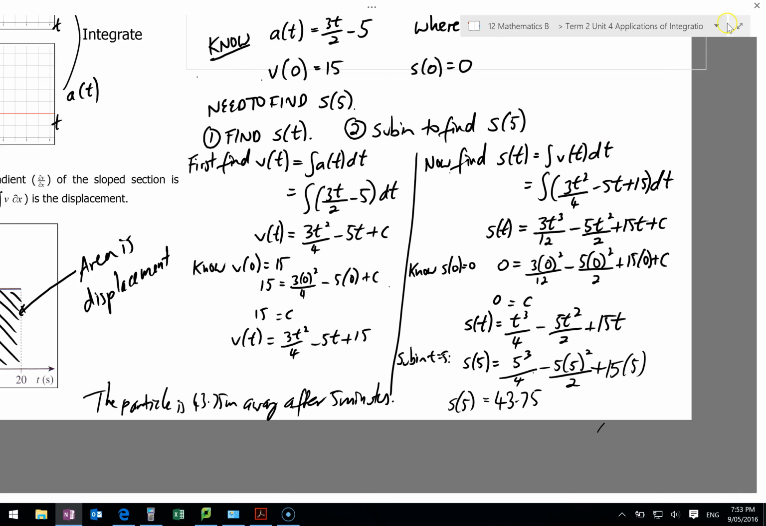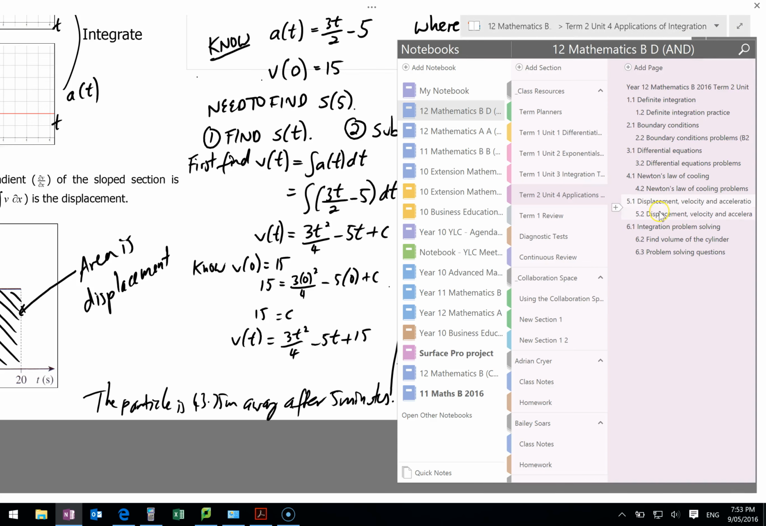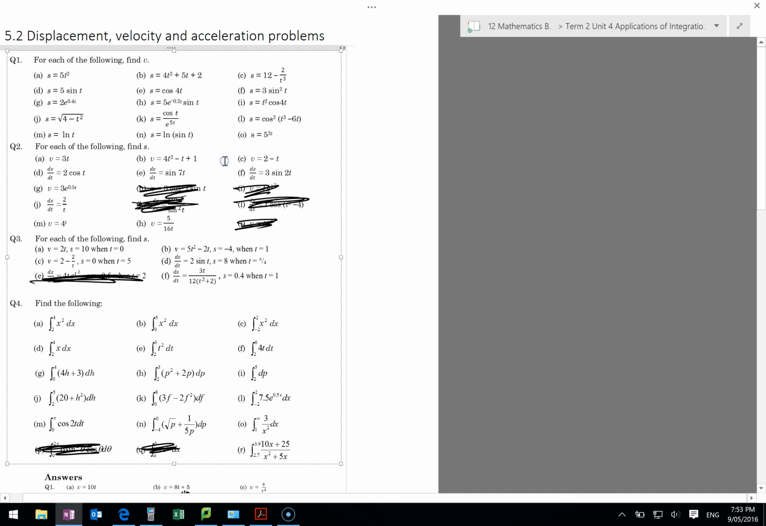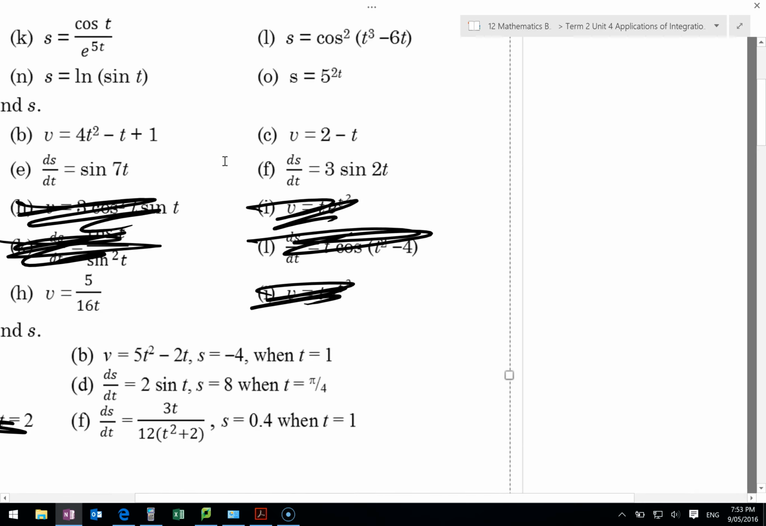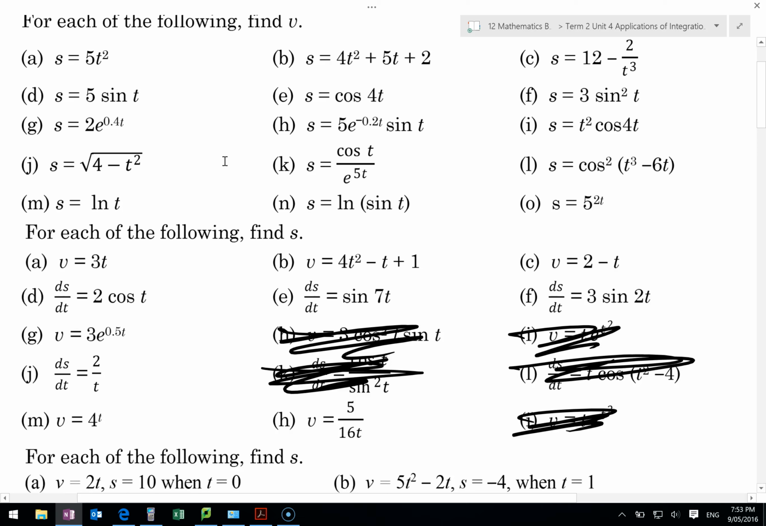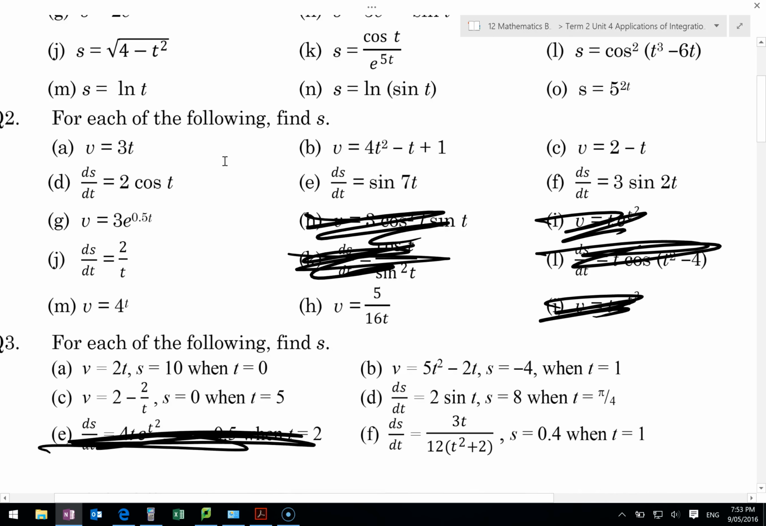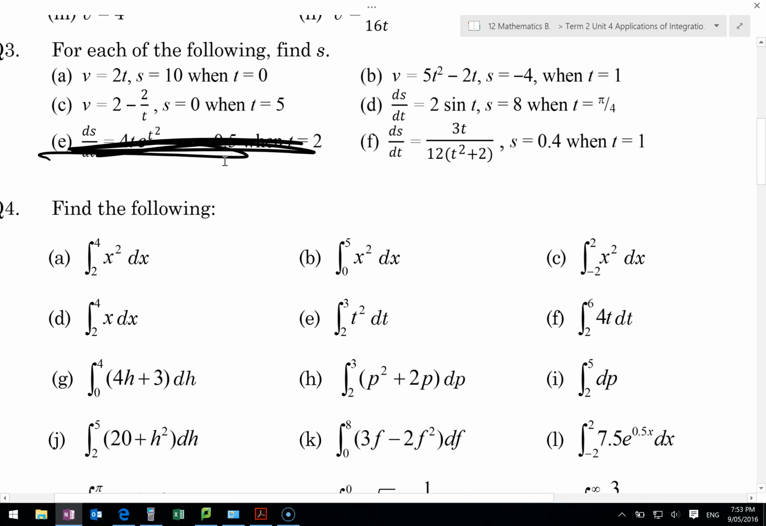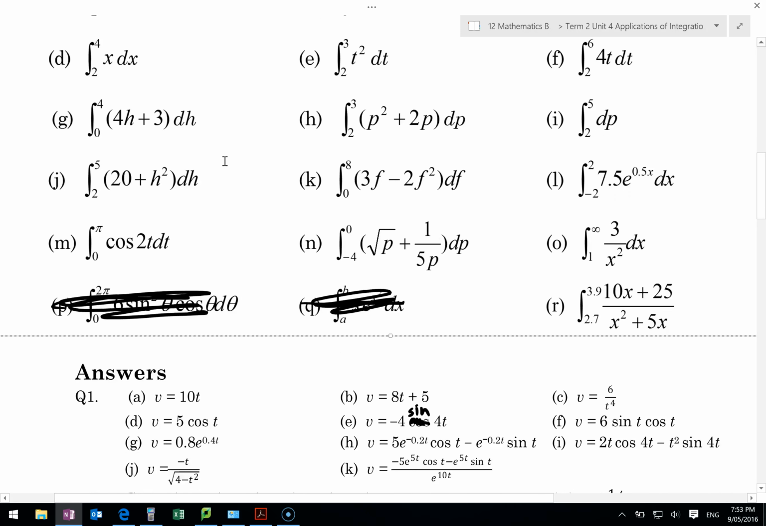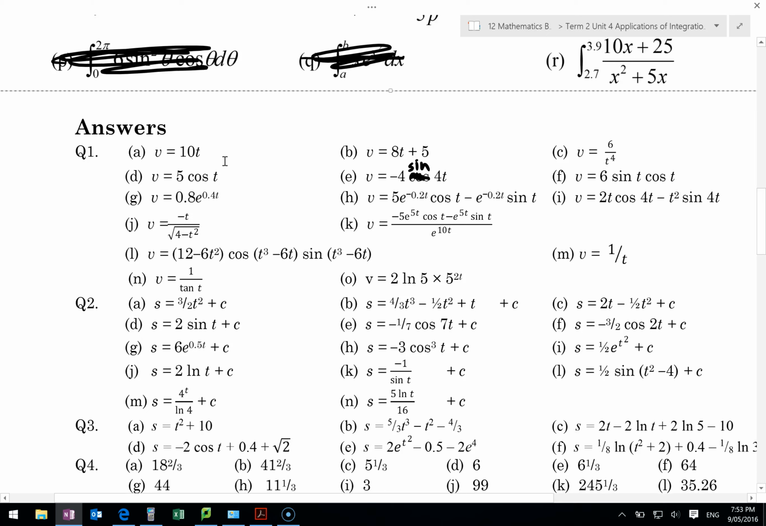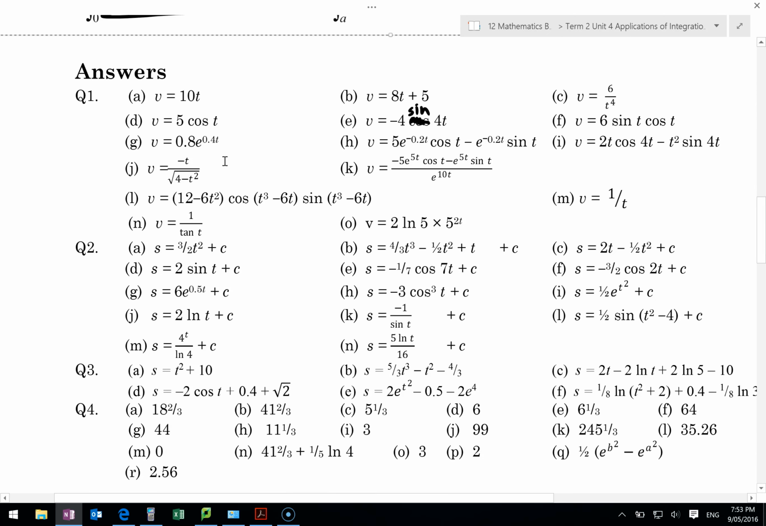Okay, so from here you should probably turn the page over, have a go at these questions, where you need to find either V, find S again, or just practice some integration for some reason. And there's a whole heap of answers there. I found one that's wrong already. There's probably a heap more. Alright, good luck.